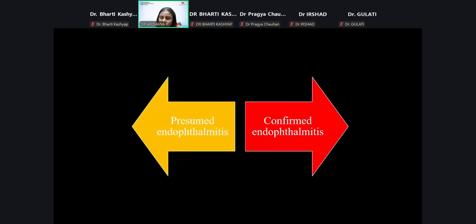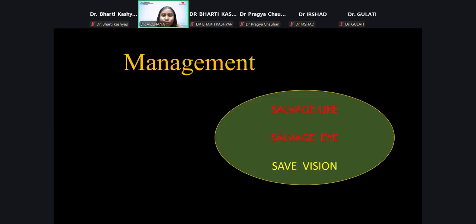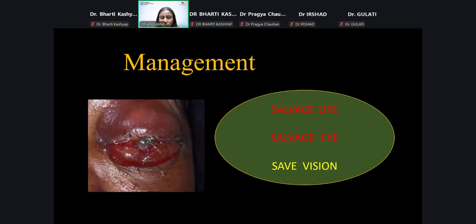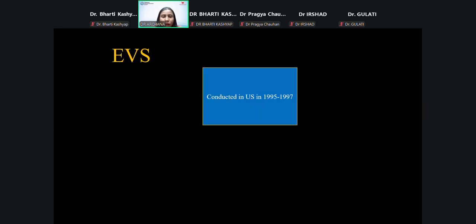So now two things come to mind: presumed endophthalmitis and confirmed. As we have talked, lab confirmed are confirmed endophthalmitis and presumed are clinical. So the management, again, is first of all to salvage life, especially in case of fulminant endophthalmitis, because it may lead to septicemia, then salvage the eye. And last, obviously, we target safe vision. If a case like this comes post-op day one, which is very rare, mostly there is a lucid interval. So here salvaging life is the first priority.